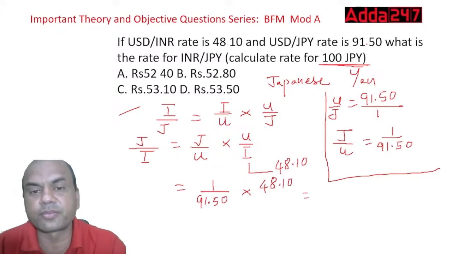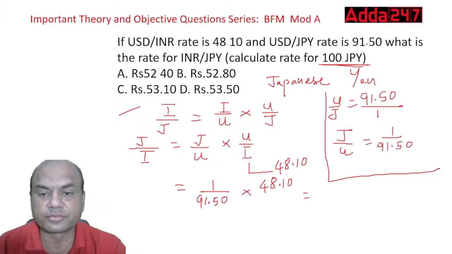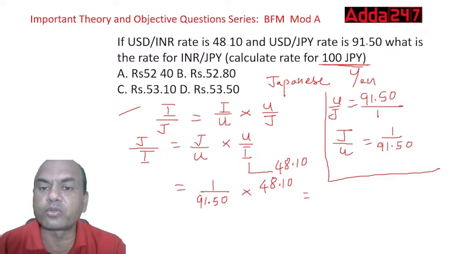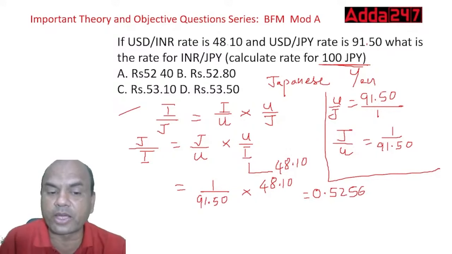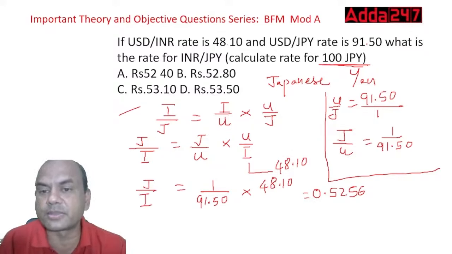So what is the answer now? Do it on the calculator, everyone. Try it on the calculator. Everyone, give me the answer in the comment section. 48.1 divided by 91.5. Okay, so it is 0.5256. Now this is for what? This is JPY to INR. But they want it for 100 JPY. So multiply this by 100. So it will be 52.56.